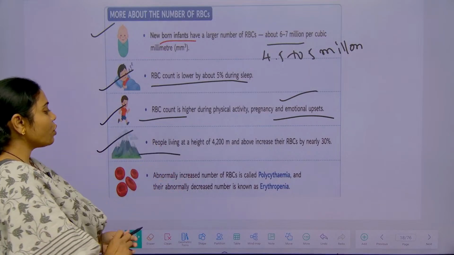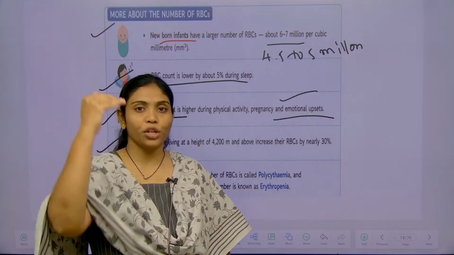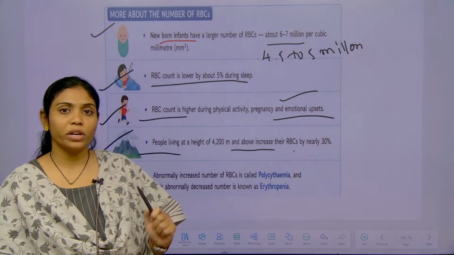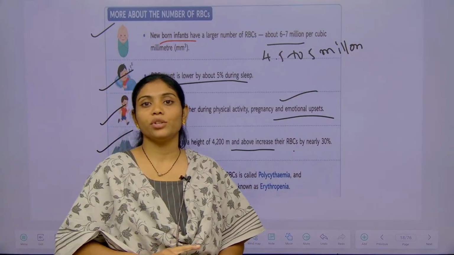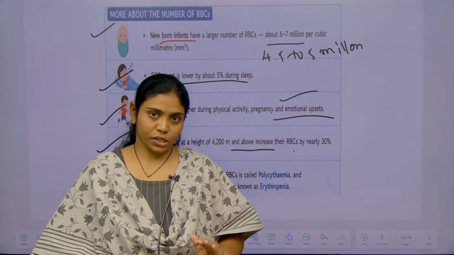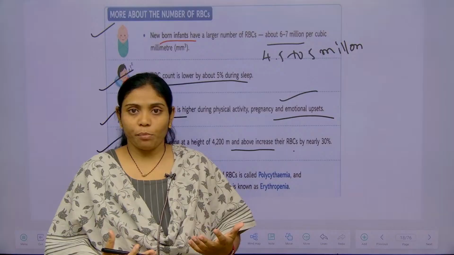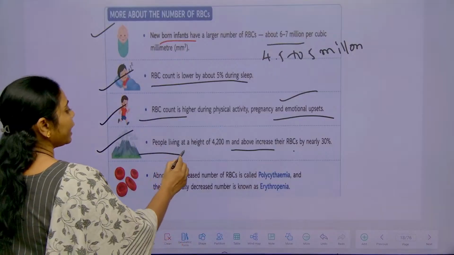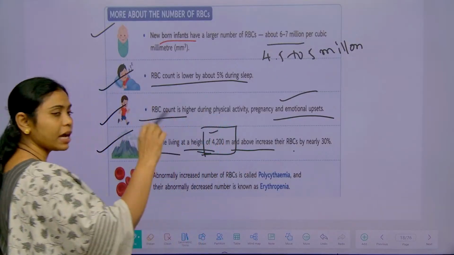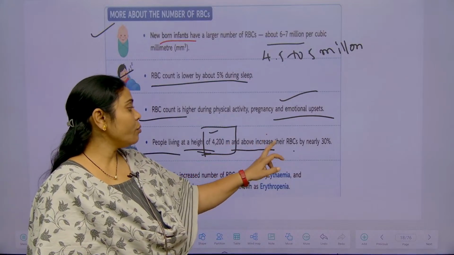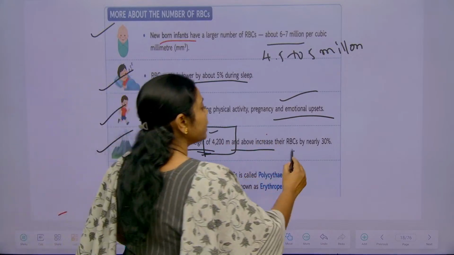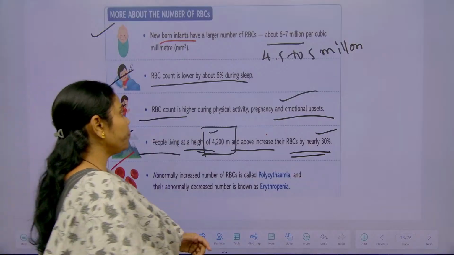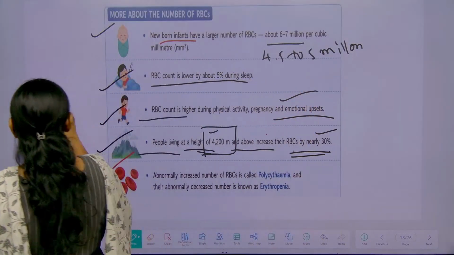Another fact: people who are living at a higher altitude also have to increase their RBC number. Why? In the higher altitude, oxygen levels will be less. Because of that, to breathe in a proper way, they need more RBCs. At a height of 4,200 meters, the RBC number in humans will be increased by nearly 30%.